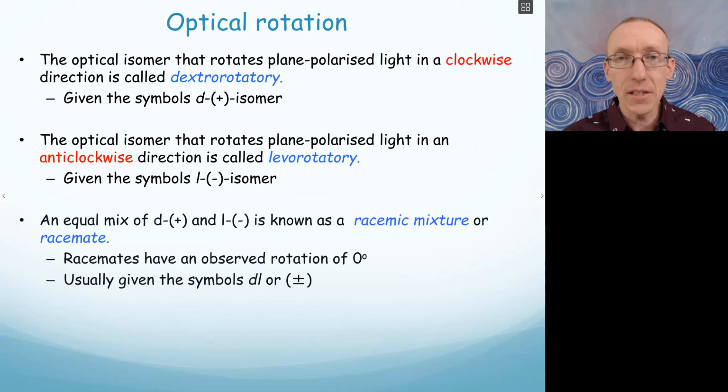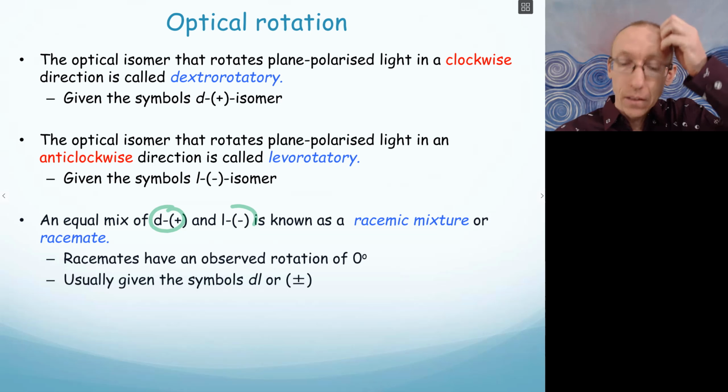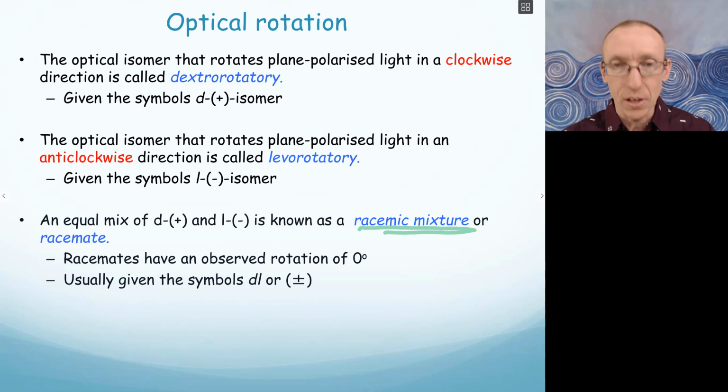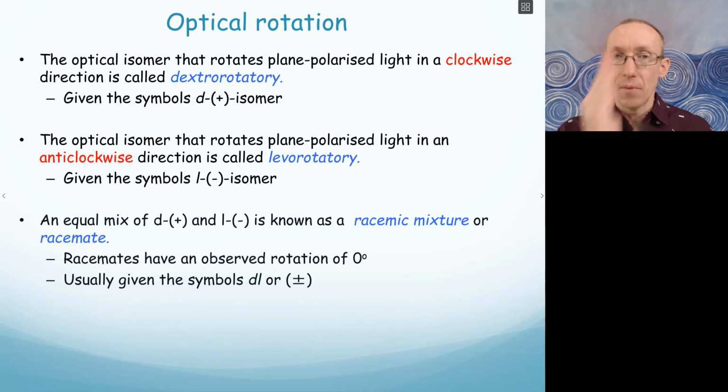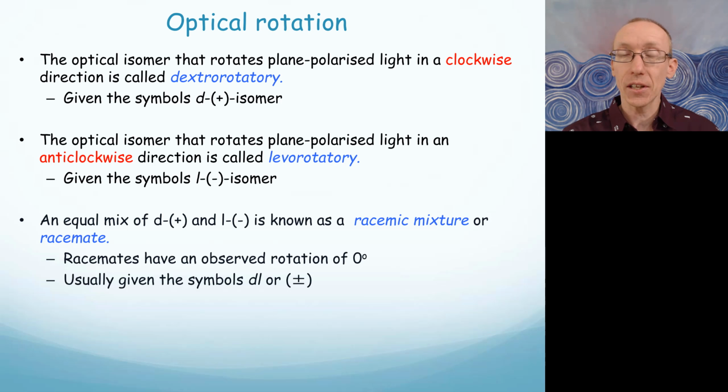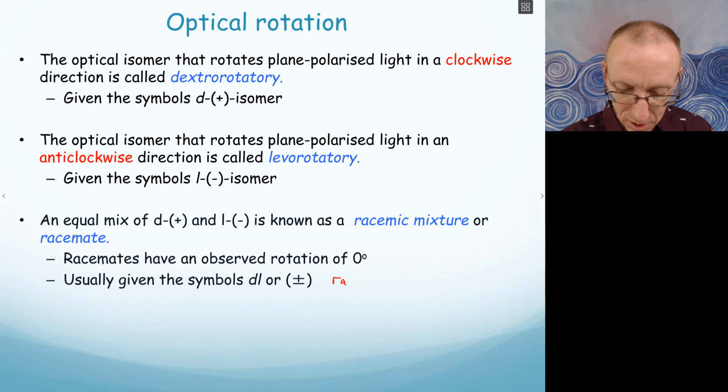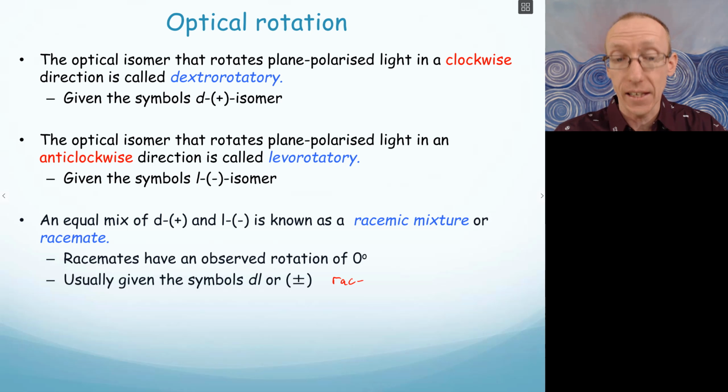So it turns out if we have an equal amount of both the plus and the minus, or the D and the L isomers, we call that a racemic mixture. And racemates, or racemic mixtures, are really common in organic chemistry, and so they have this special name. Because we have equal amounts of substance where one is bending light one way and one is bending light the other way, they cancel each other out. So overall, a racemate has an observed rotation of 0 degrees. And usually we use the symbols DL, because there's an equal amount of both the D and the L, or plus minus to talk about racemates. Also, in more modern times, we use the abbreviation RAC to say that something is a racemate.